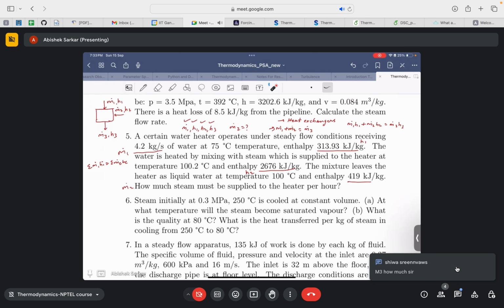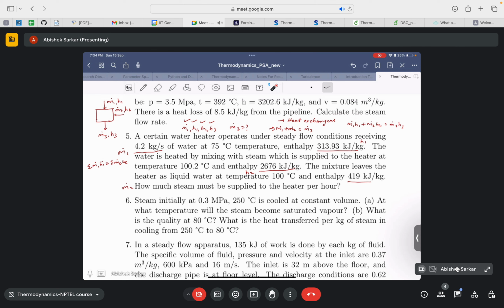m3 is not given, so m3 dot would be equal to m1 dot plus m2 dot. So if you look closely, you don't even need to find m3 dot, because you substitute m3 dot as m1 dot plus m2 dot. So you will be left with m2 dot as the unknown, and then you can solve it. Okay.